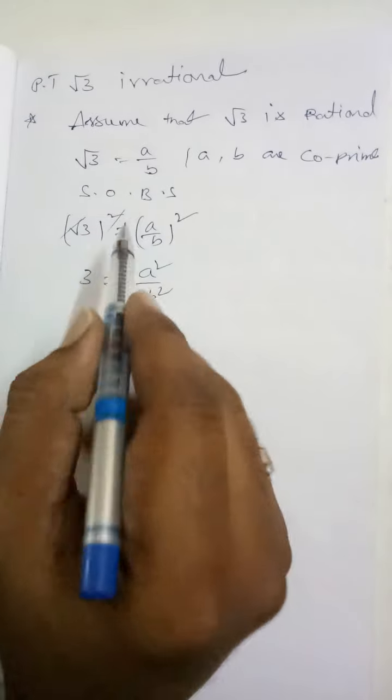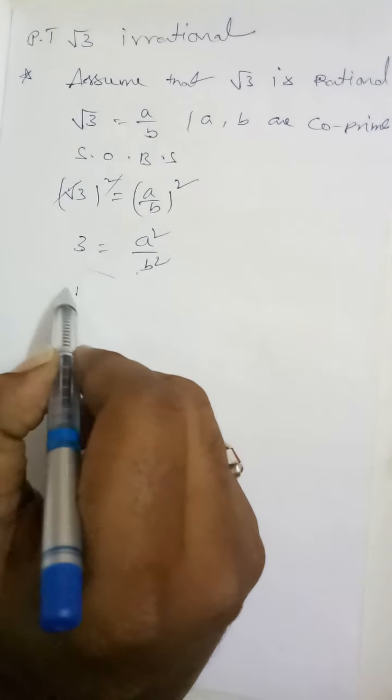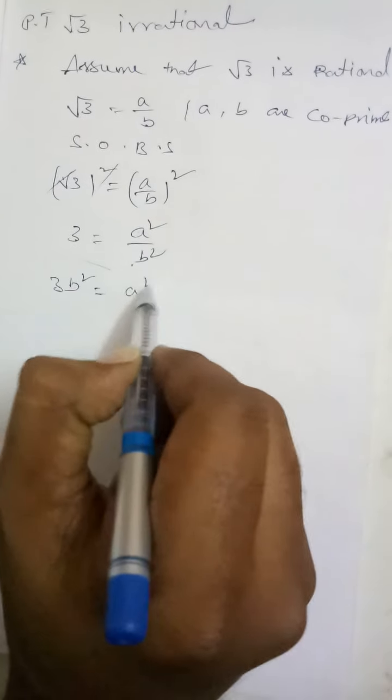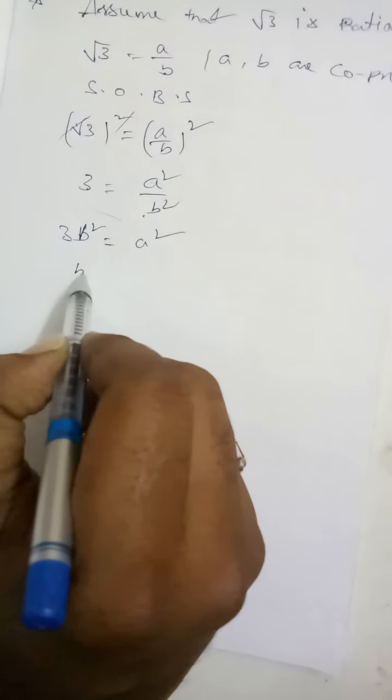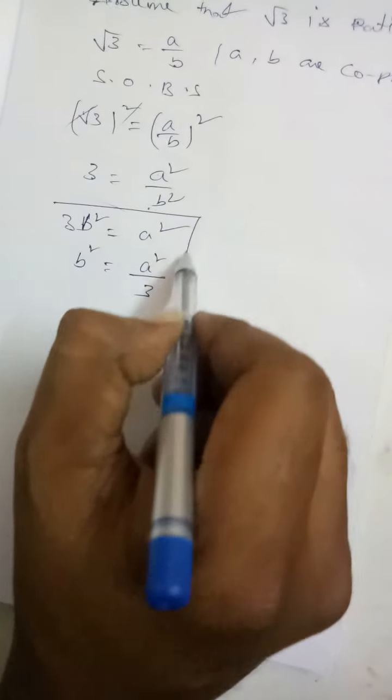Squaring on both sides, the square root cancels. 3 is equal to a square by b square. Just do cross multiplication. 3b square is equal to a square. So b square is equal to a square by 3. Already I told you this step is important. 3b square is equal to a square, consider this equation 1. b square is equal to a square by 3.